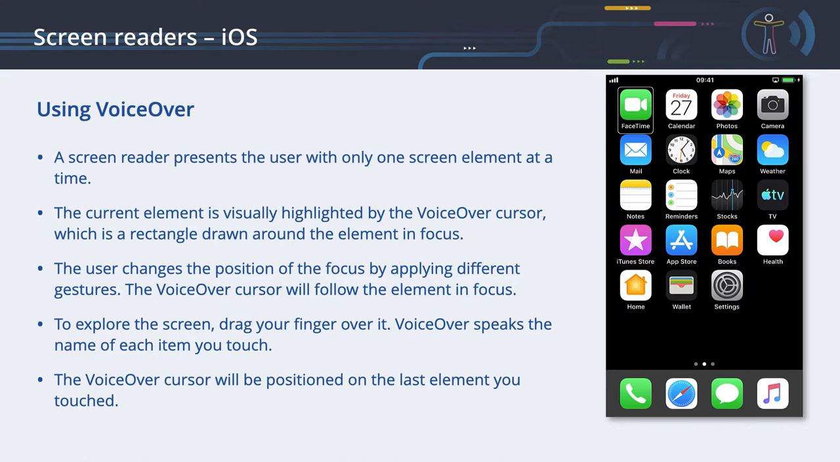The current element is visually highlighted by the VoiceOver cursor, which is a rectangle drawn around the element in focus. The user changes the position of the focus by applying different gestures. The VoiceOver cursor will follow the element in focus. Let's introduce the most important gestures.